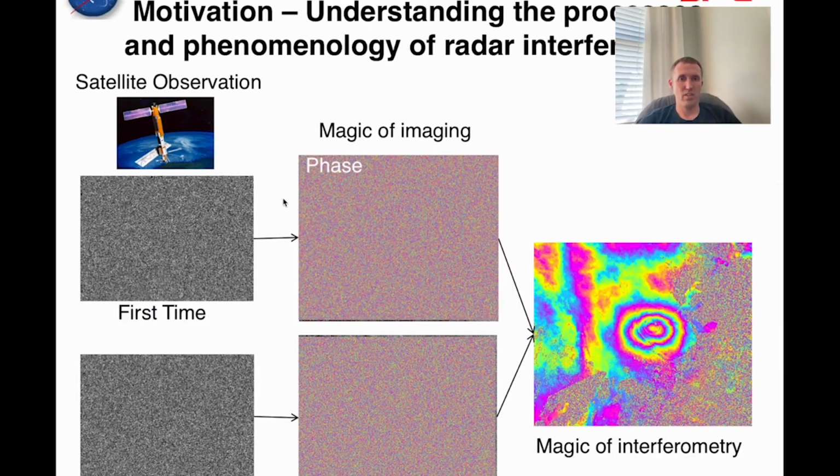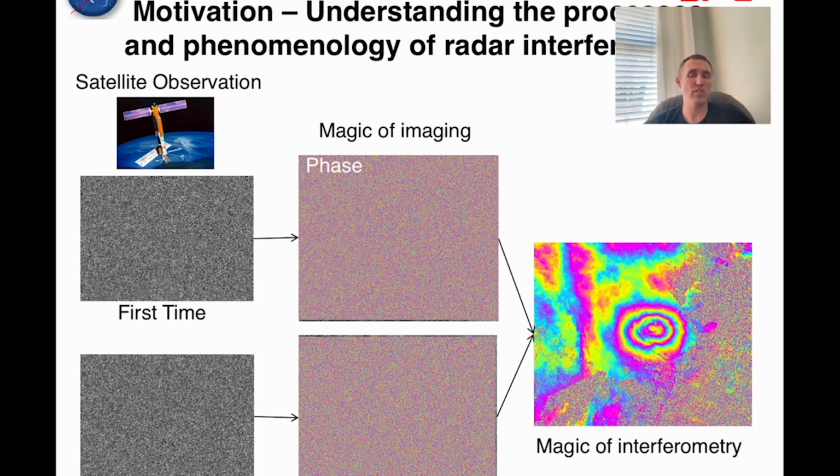So we have our first SAR acquisition. That's a complex image. We take the phase from both images, we difference the phase, and we have our image. Now what do you see? One of the things that you should notice right off the bat in this interferogram is that you see repeating colors.